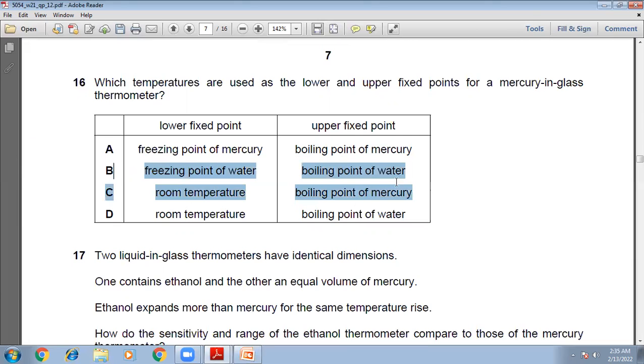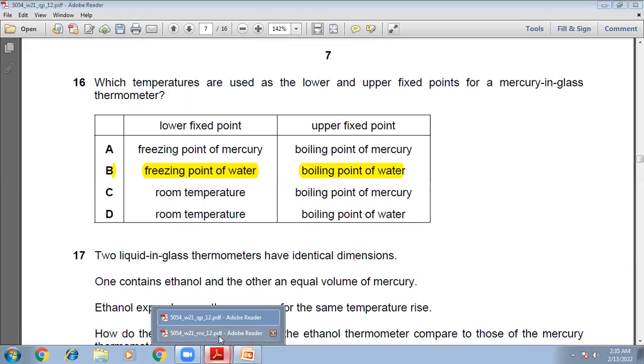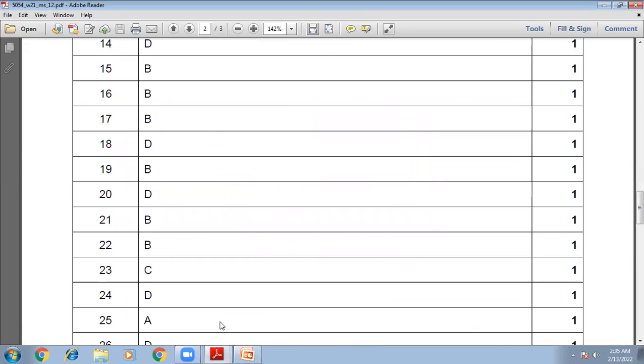I think B is the right option, sir. Question number 16, I think B is the right option.